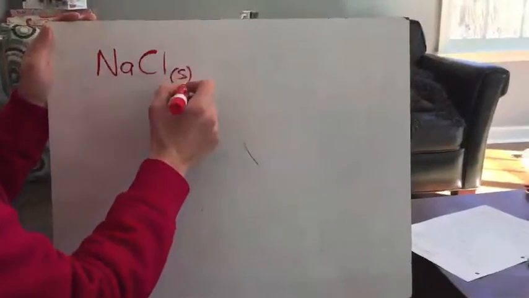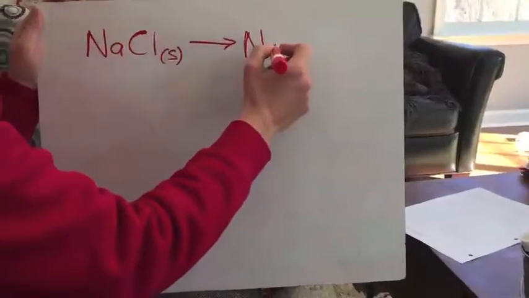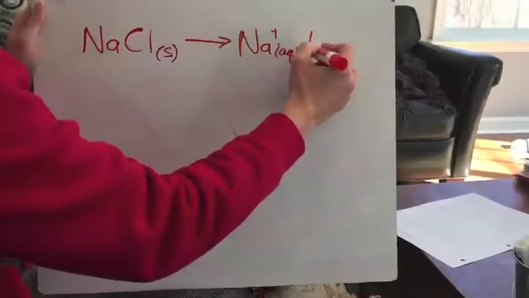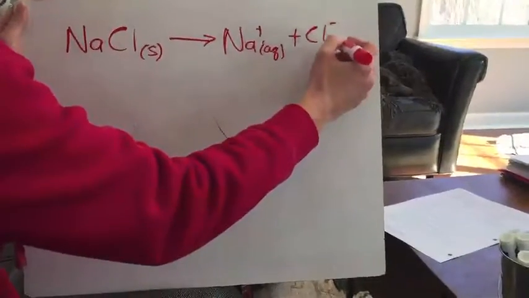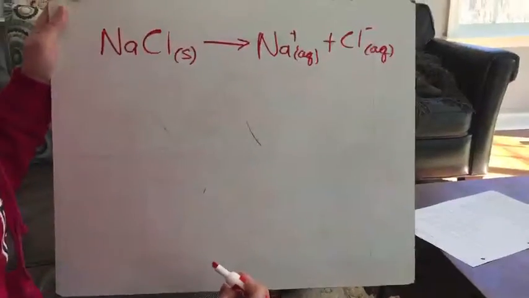So when we put this into water, it separates out and we get sodium ions that are dissolved in water, and we get chloride ions that are also dissolved in water. And this happens with any ionic compound that dissolves in water.